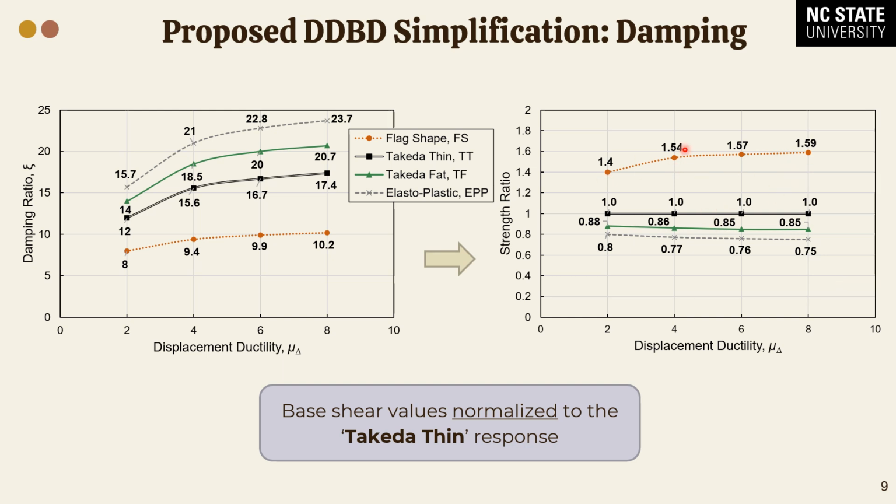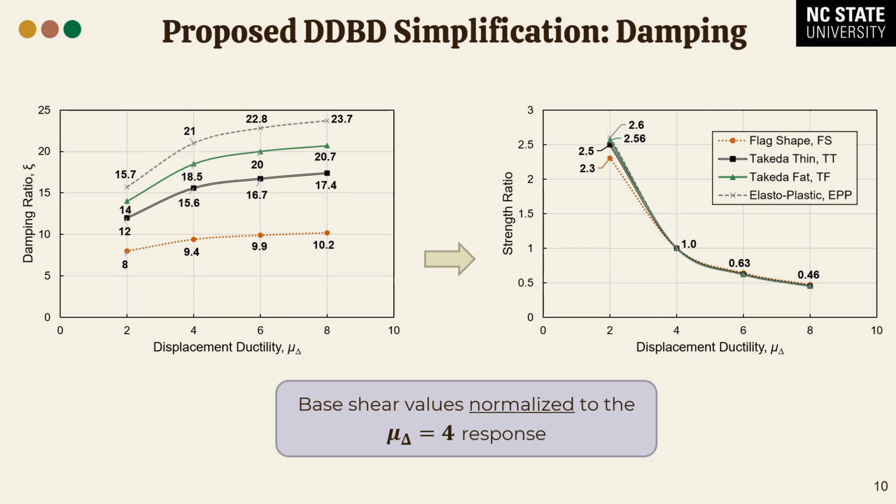For the flag shape, there's a bit more variation at low ductility, but it's about 1.5 in round numbers what you would get for the thin Takeda. That, of course, makes sense. The flag shape response has lower levels of damping, so you expect it to require more strength. But the important thing from this figure is that irrespective of ductility, there's not a huge variation. So if you knew what the value of the strength is for the thin Takeda response, you could multiply it by the appropriate values to get the required strength for these other hysteretic systems.